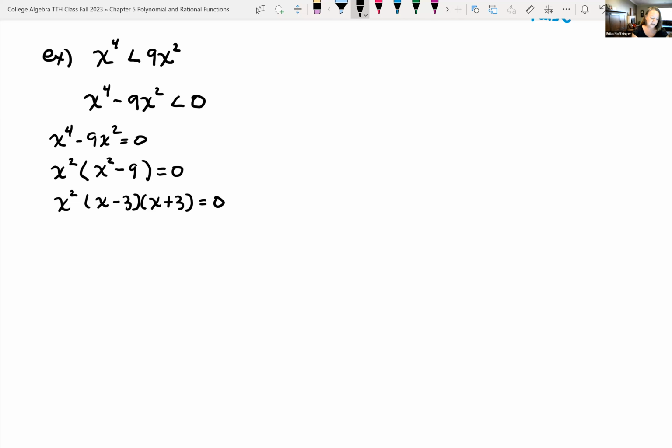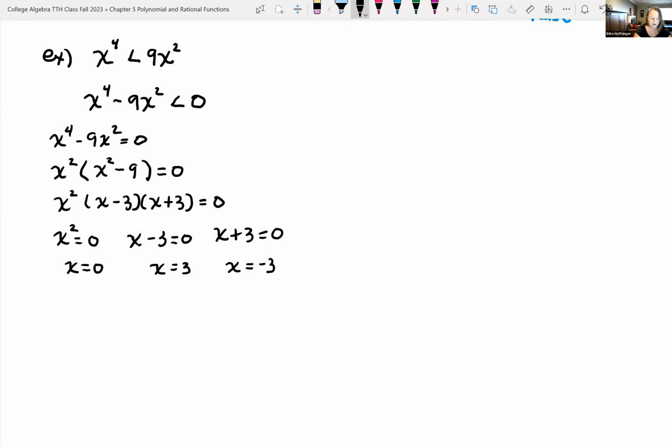Since I factored this completely and it's set equal to 0, I'm going to set each factor equal to 0. If this was factored and not set equal to 0, we could not do that. That's mathematically not correct either. It has to be factored and set equal to 0. So you're looking at when x squared is equal to 0, when x minus 3 is equal to 0, and when x plus 3 is equal to 0. Well, x squared is equal to 0 when x is 0. x minus 3 is equal to 0 when x is 3. And x plus 3 is equal to 0 when x is negative 3.